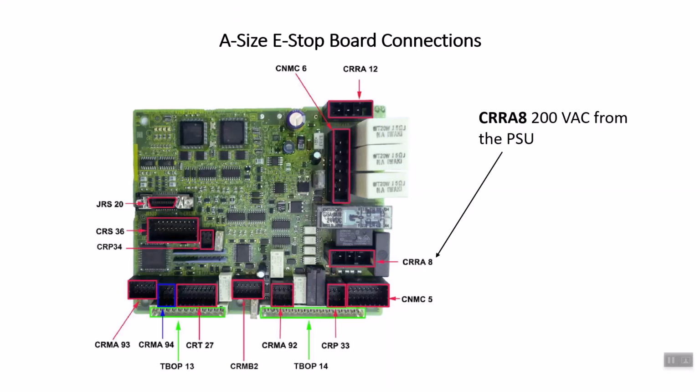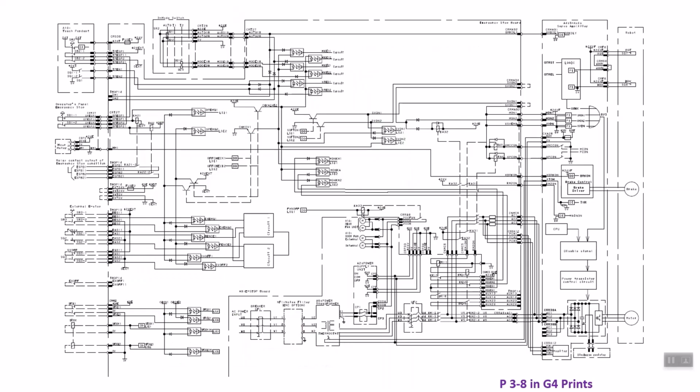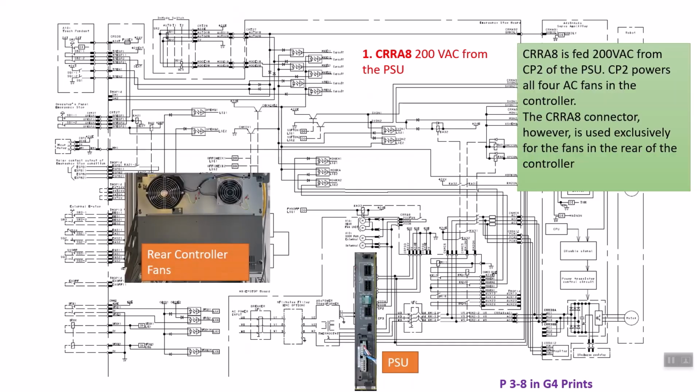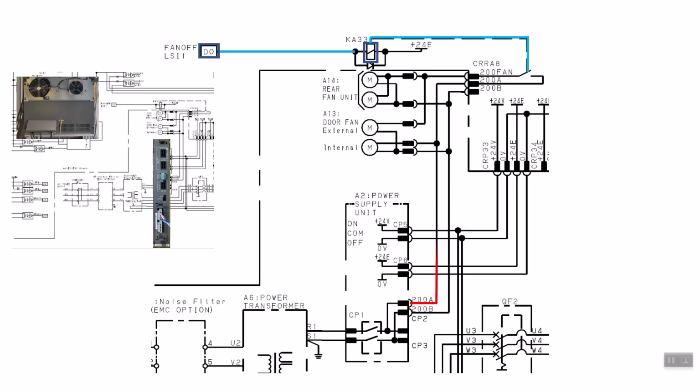CRRA8 is fed 200 volts from CP2 of the power supply. CP2 powers all of the AC fans on the controller. The CRRA8 connection on an A-style cabinet is used exclusively for the fans in the rear of the controller. The output to the two fans in the rear of the cabinet is switched on and off by relay KA33.